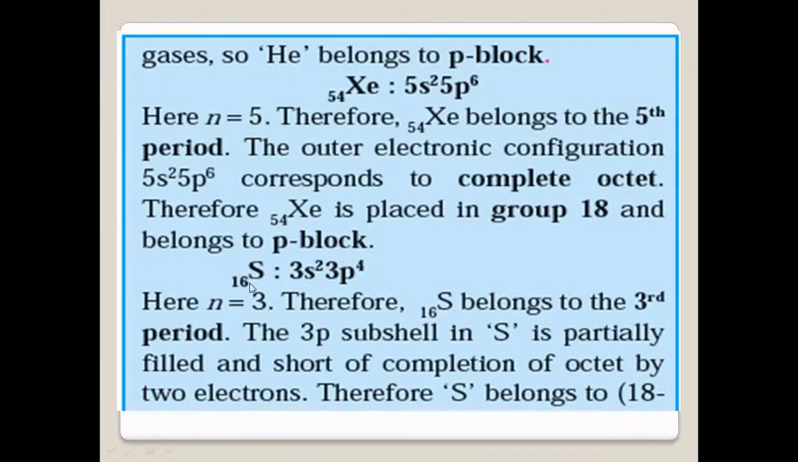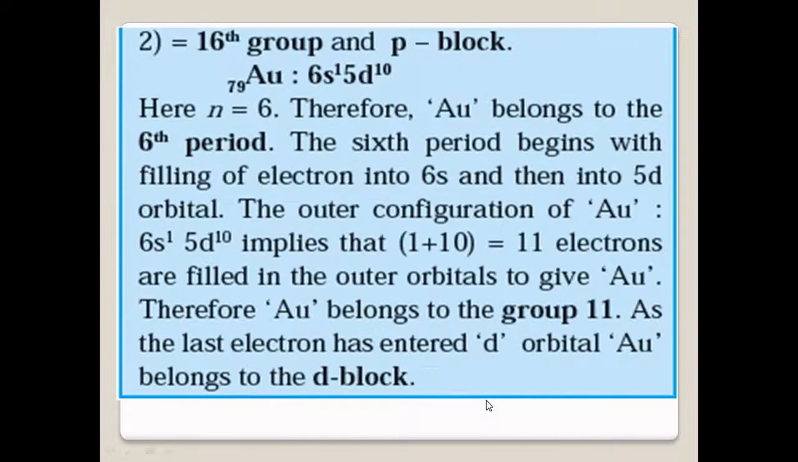Let's see, yes, that is sulfur, 3s2 3p4. In this, n is equal to 3, therefore it belongs to the third period, and the 3p subshell in S is partially filled and short of completion of the octet by 2 electrons. Therefore, yes, sulfur belongs to a group 16 element.